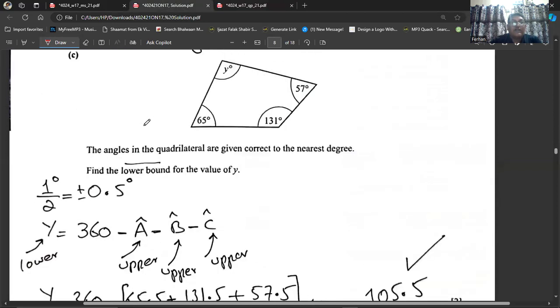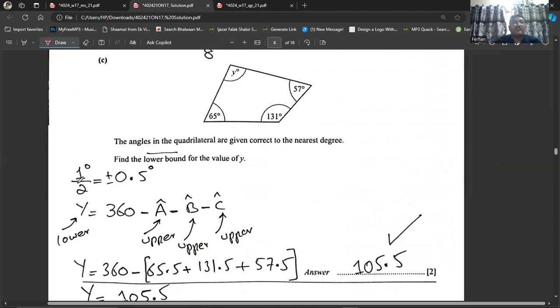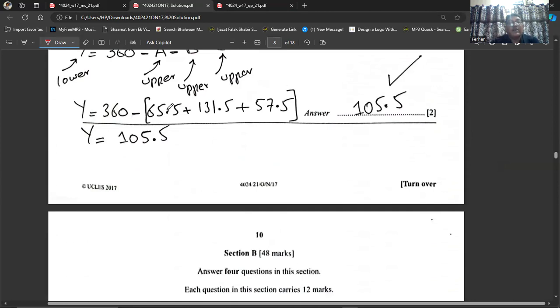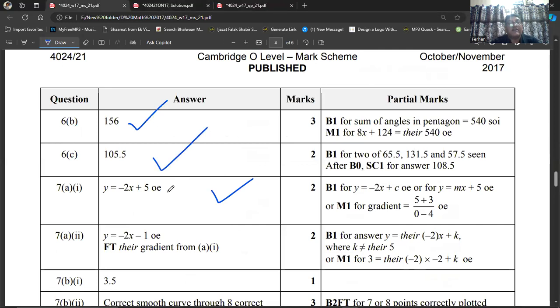The upper value of angle A will be 65.5, and the upper value of B will be 131.5, and the upper value of C will be 57.5. So from 360, when you subtract these three, you will get 105.5. So 105.5 is the right answer, sir. This is the right answer.